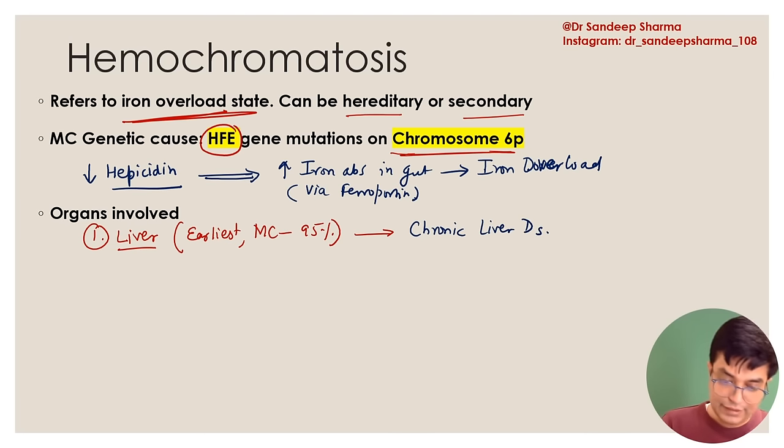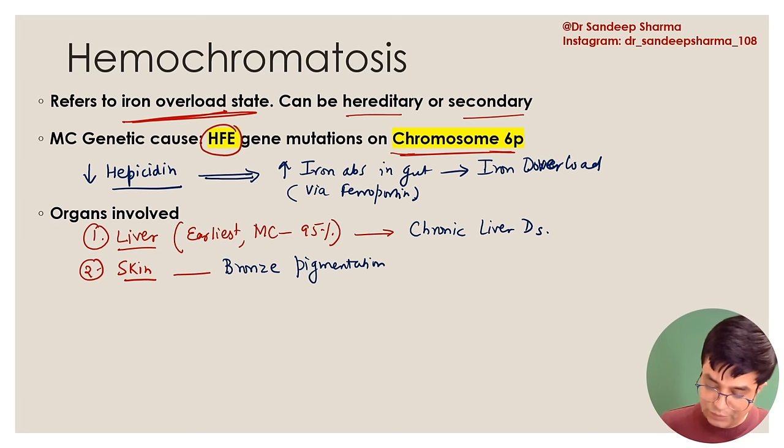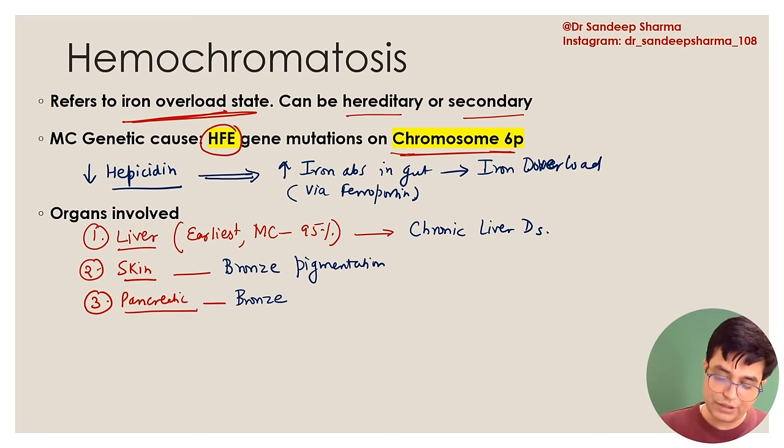Second, these patients can have skin involvement in the form of bronze discoloration of the skin. So bronze pigmentation of the skin can be produced due to hemochromatosis. Third organ involvement will be the pancreas. Pancreatic involvement will lead to endocrine manifestation in the form of diabetes. So we call it bronze diabetes. The condition bronze diabetes occurs due to pancreatic involvement in iron overload.